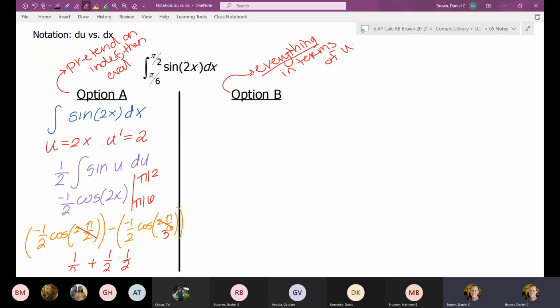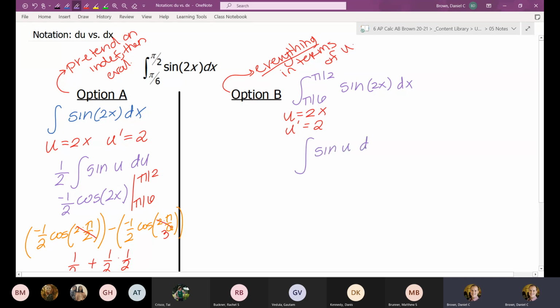I'm going to work it out next to it so you can see the similarities and differences. I'm going to rewrite the integral right here so we're straight down the page. When you're going to put everything in terms of u, that means the integrand and those numbers on the integral sign, those limits of integration. It starts off the same way. We're going to have u is equal to 2x. U prime would be equal to 2. So doing my u substitution, I have the integral that becomes the sine of u, du over u prime.